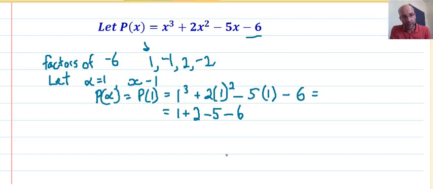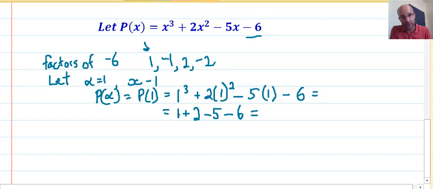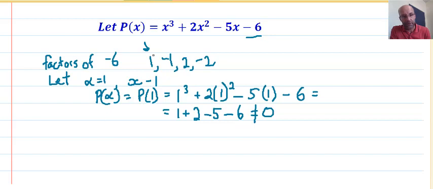So subbing in alpha being 1 from our remainder theorem. Now remember, from the remainder theorem, this will give us the remainder. Now the factor theorem says that if the remainder theorem comes out as 0, it is a perfect factor. Does this come out as 0? Let's have a look. 1 plus 2 is 3, 3 minus 5 is negative 2, negative 2 minus 6 is not 0. Okay, so that's no good.